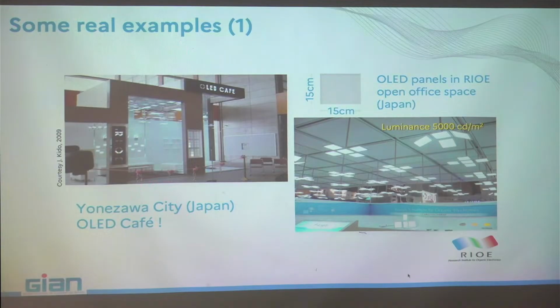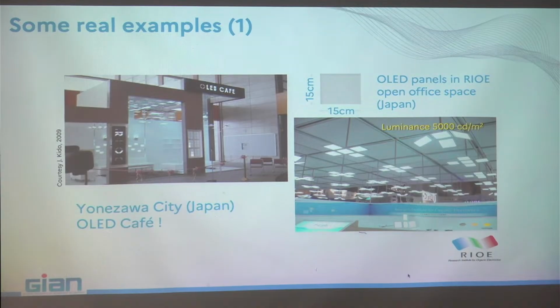I remind you that Kido was the guy who produced the first white organic LED. And this is the OLED's cafe of Kido. He was going from expo to expo with his OLED cafe. Everything inside is illuminated by OLEDs. And this is also in a Japanese company with moving fixtures. And you see, it's absolutely thin, because here the source is just a few microns, even not.